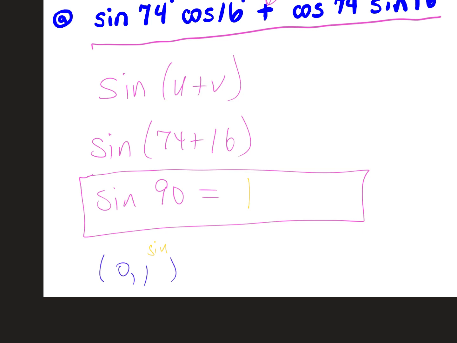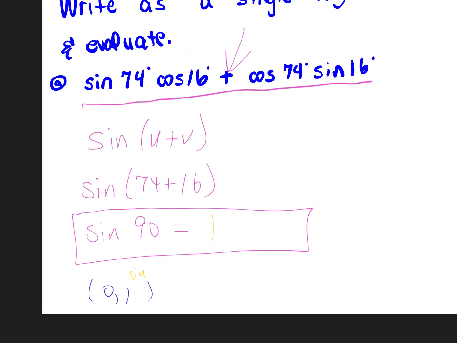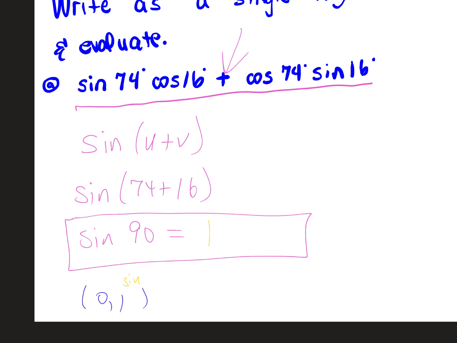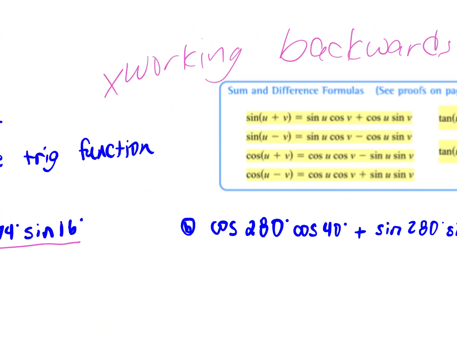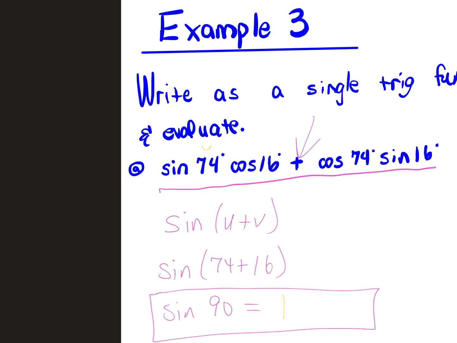What did you do with the right side of it? How do you know which one is the u or which one's the v? The order that it's in. Just because the formula says sine u, cosine v, and that's how it's written. So sine u, cosine v. Just matches with the formula.